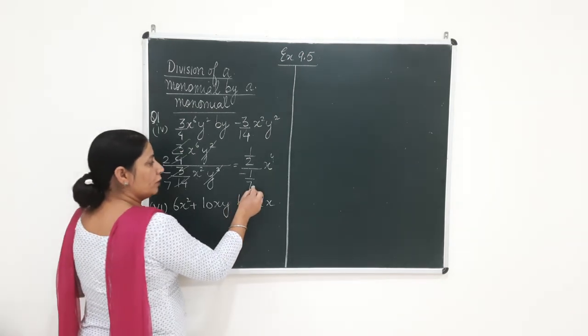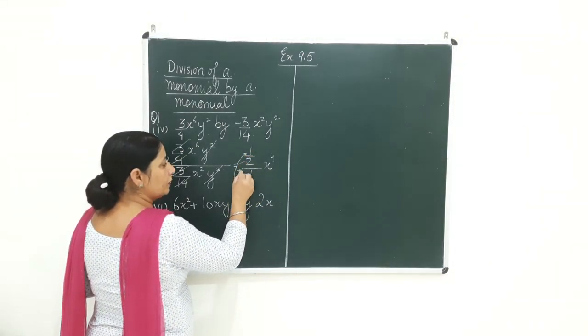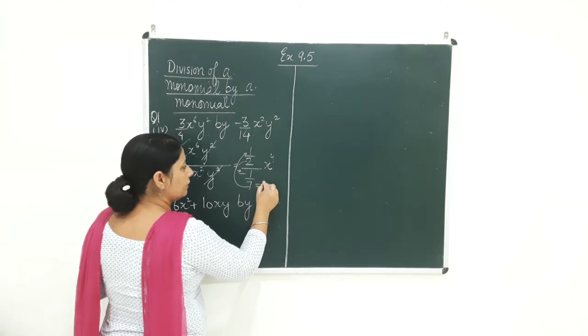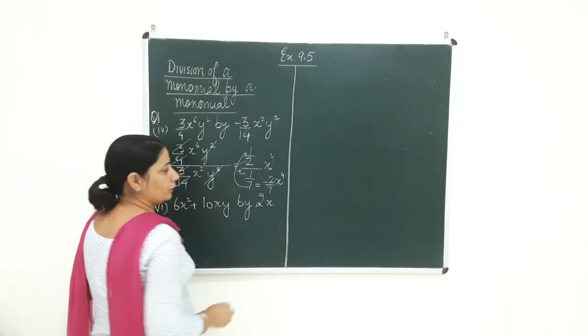Now how we have to arrange it? This 7 will go in the numerator and 2 will come in the denominator. So my final answer will be minus 2 upon 7 x power 4.